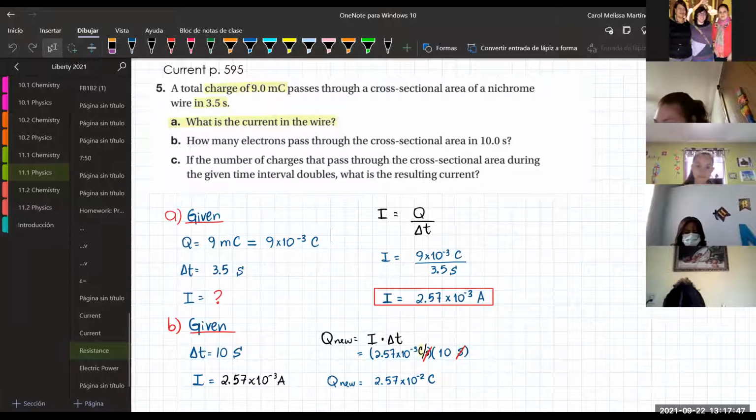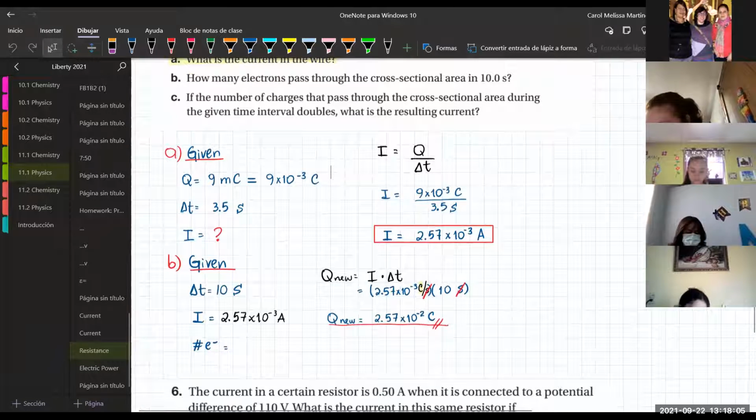Well, but this is not what the problem in part B is asking you. Now you have to find it. You have the new Q, and you need to find the number of electrons. That's the purpose of part B. You need to find the number of electrons. So the number of electrons is the real unknown here.